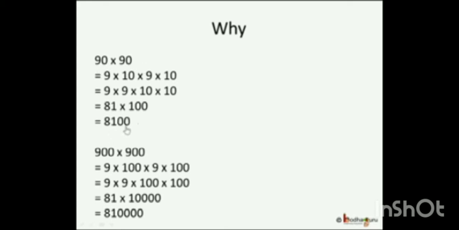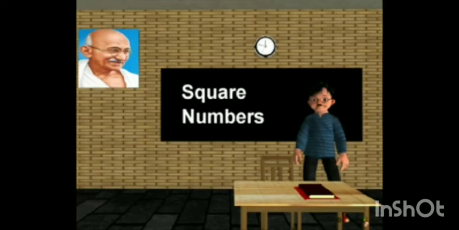So it is 8100. Same way, 900 into 900, that is 900 square, is 9 into 100, this 900. So you can take these two 9s together, 9 into 9, and these two hundreds together. So 9 into 9 is 81. 100 into 100, 2 zeros becomes 4 zeros. So the answer is 810000. Right? So square is a pretty simple concept. A number multiplied by itself becomes the square of that number. So that's all in this video, children.